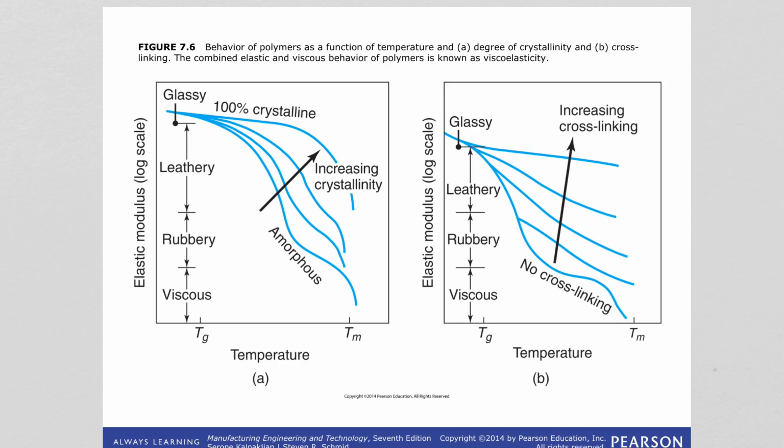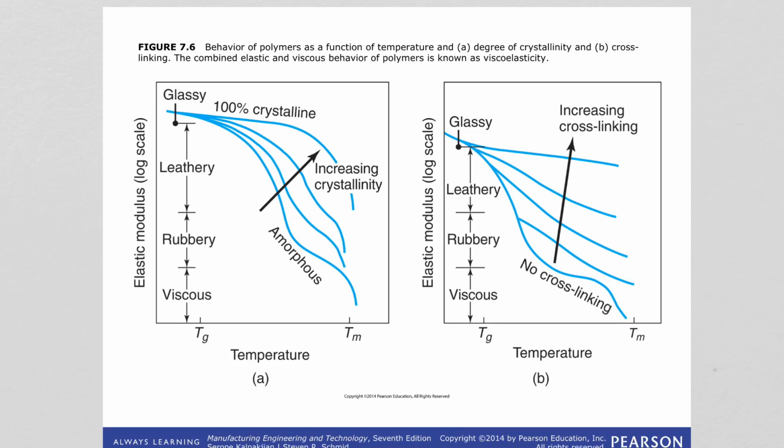So what we are seeing is how the elastic modulus is changing with temperature. Tg is the glass transition temperature and Tm is the melting temperature. Glass transition means that at temperatures below the glass transition temperature, the material behaves like a glass, so a brittle material, and above that it's rubbery, more viscous.